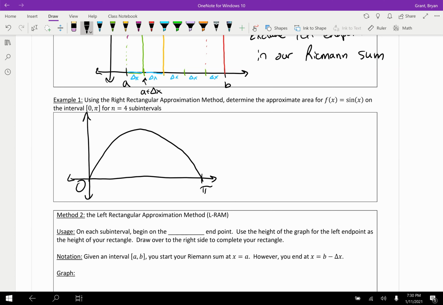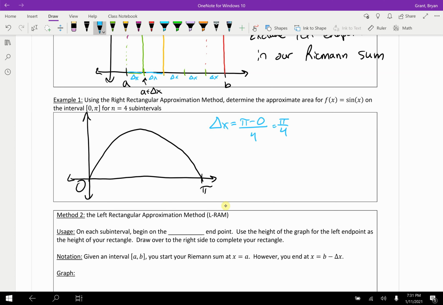And then we need 4 subintervals. Now, you could just split this into 4. I prefer a little bit more of a logical approach, which means we're going to find delta x first. How do we find delta x? Well, we take the length of the interval, pi minus 0. That's a length of pi, easy enough. And we divide it by 4, which tells us that our delta x is pi over 4, and that tells us how we can create all of our x values on our interval.